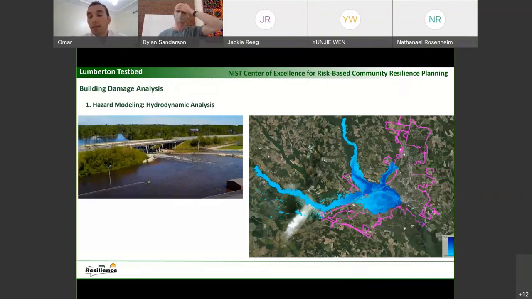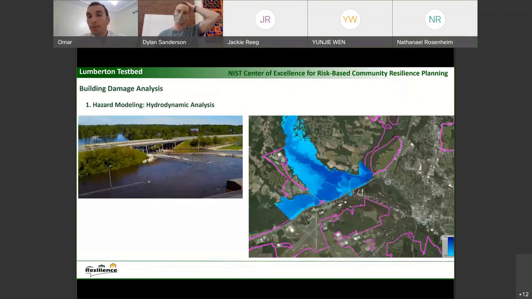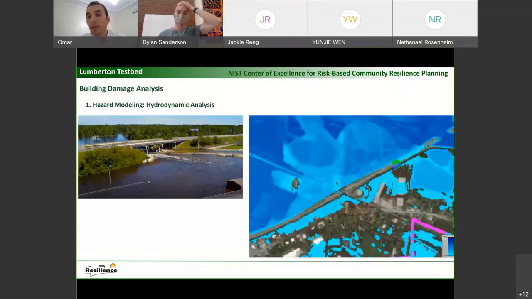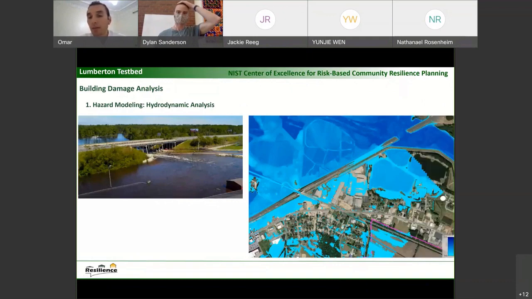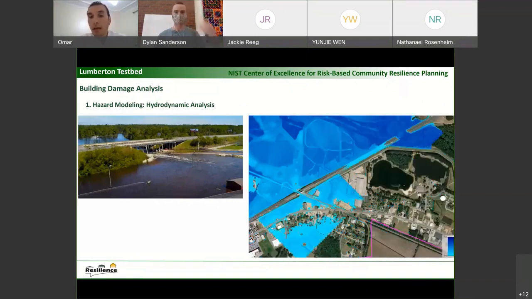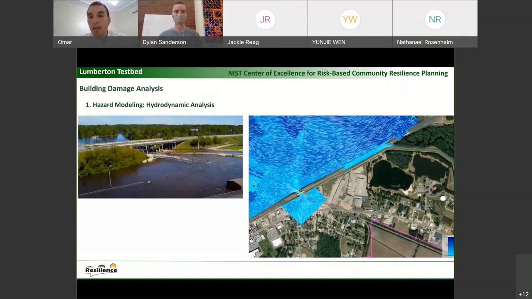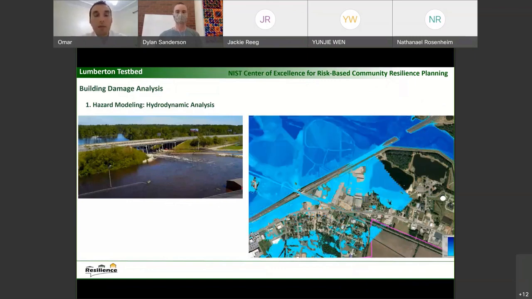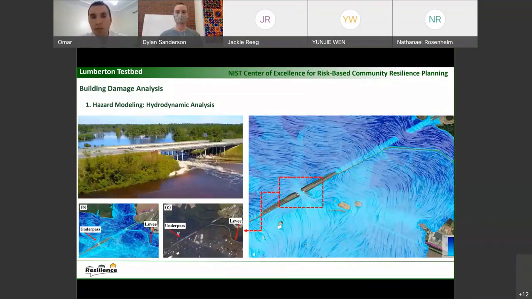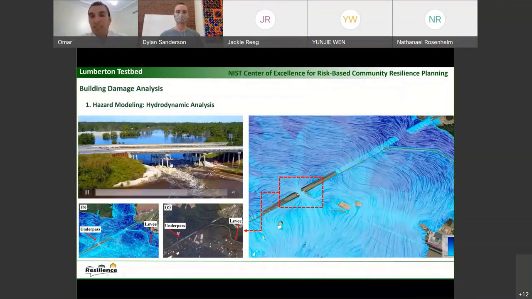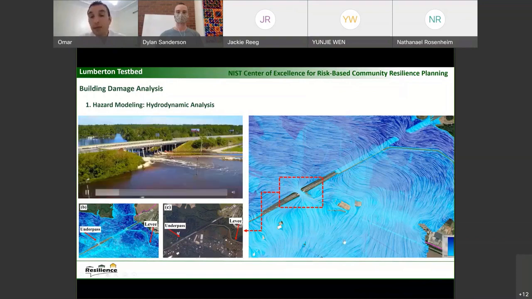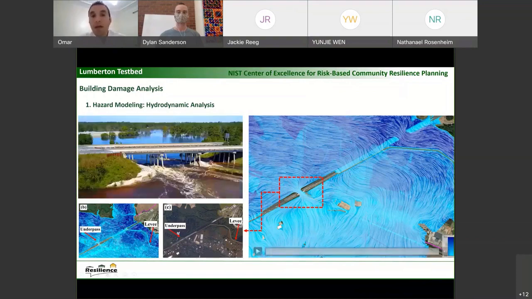hydrologic and hydrodynamic analysis. For the hydrologic analysis, we were able to capture the flow in the ungauged streams within Lumberton and validate these hydrographs with some of the measured hydrographs. So this shows how the hydrodynamic analysis looks corresponding to the water flow. This second video is one from Florence, which is almost similar to what happened in Matthew, but it was less intense. So this is for the flood hazard modeling.